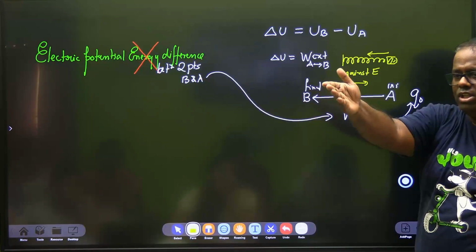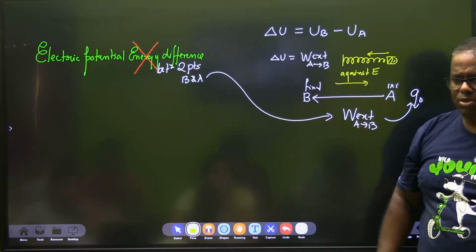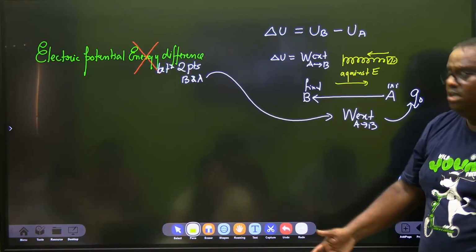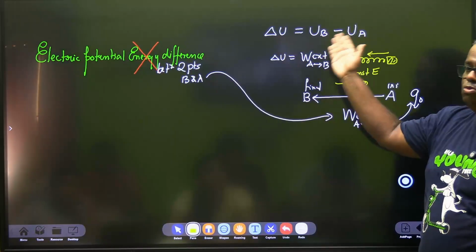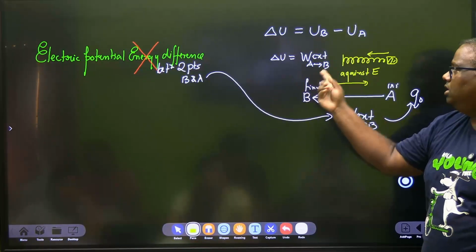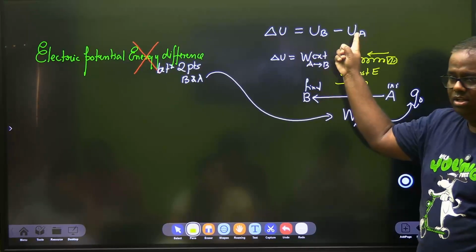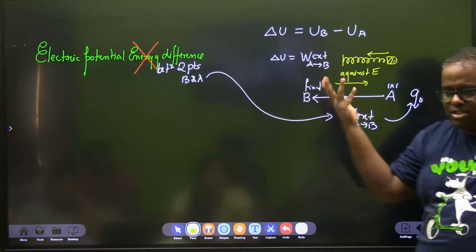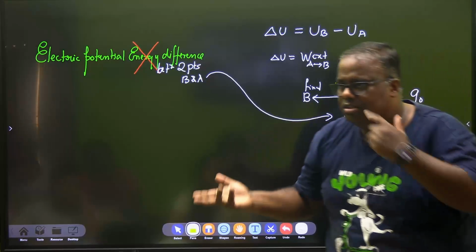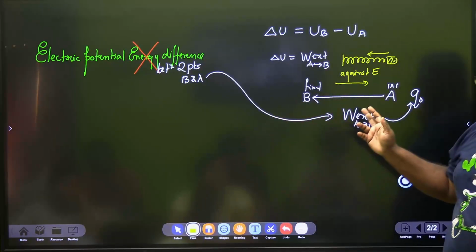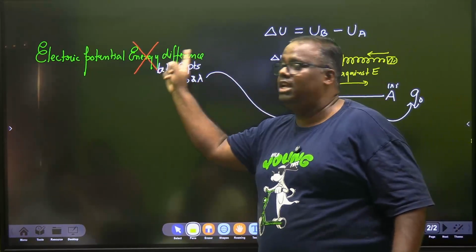And this difference, no matter how much, the same example that I gave, 2 children, one was very rich, one was not that rich, but I gave them only 50 rupees. So how much richer are they? 50 rupees. So the delta U between these 2 points is worth the work that I did. This is the 50 rupees I gave to both the children. So their difference is how much? 50 rupees only. This is electrical potential energy difference.